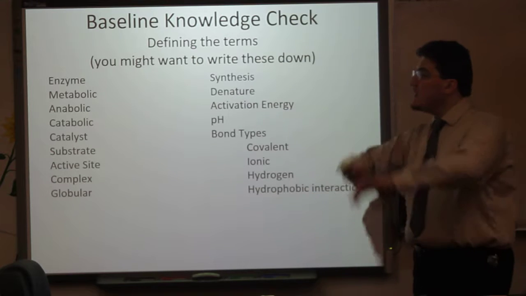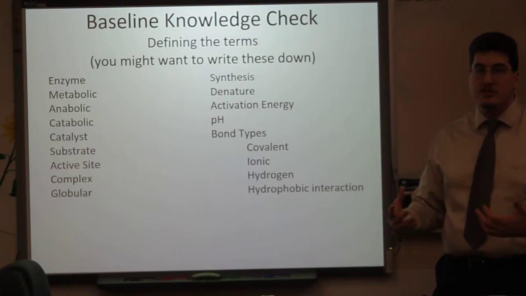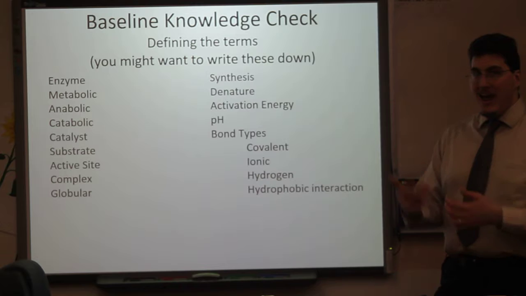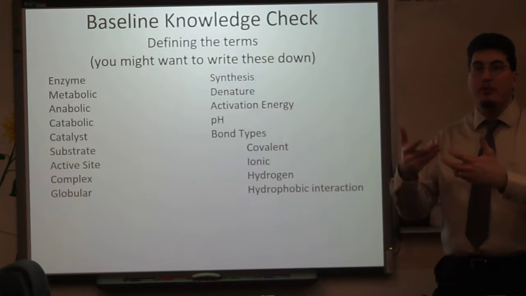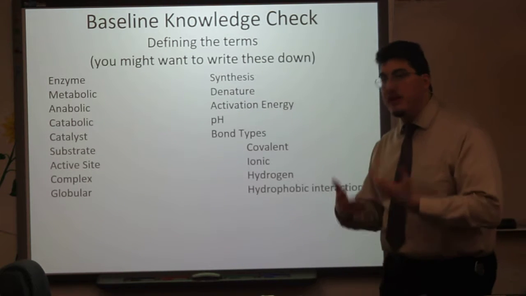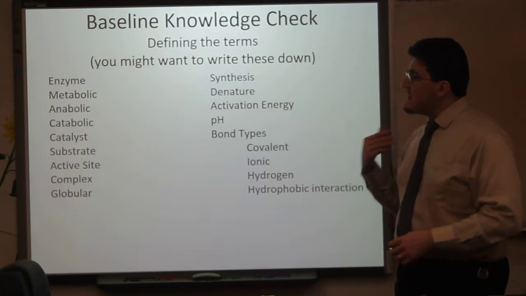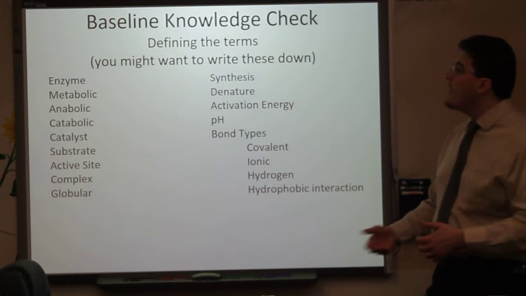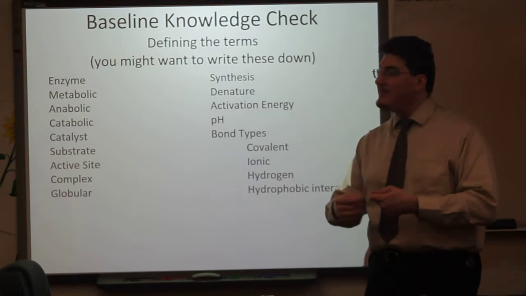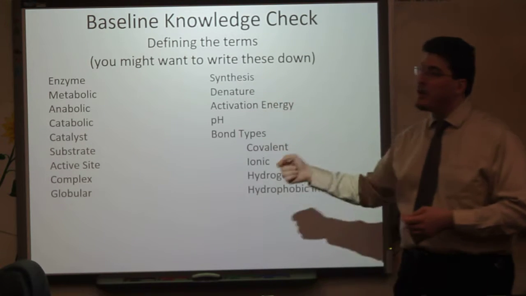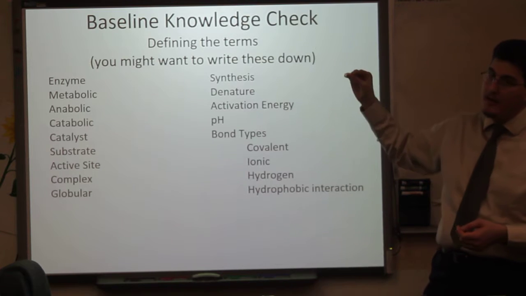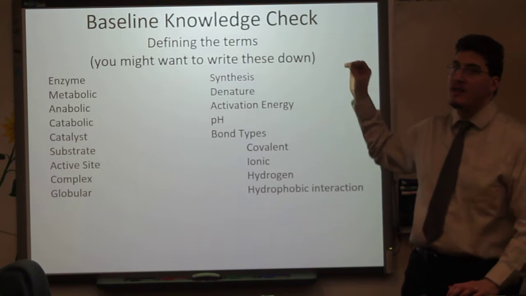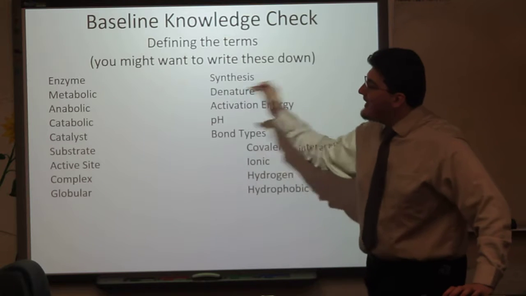Metabolic is the overall chemical reactions that a cell performs. Anabolic are the building up reactions, the reactions that build. The catabolic reactions are the reactions that break down within the cell. The net of all the anabolic and catabolic reactions is metabolism, metabolic reactions.